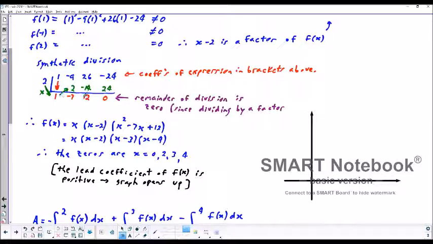So these are then the coefficients of a quadratic. So we start at x squared, then it goes to x, and then it goes just to the constant. And then from there, I'm going to factor this, and this x squared minus 7x plus 12 gives me x minus 3, x minus 4. So then all the zeros for this are going to be 0, 2, 3, and 4, okay, from these factors here.